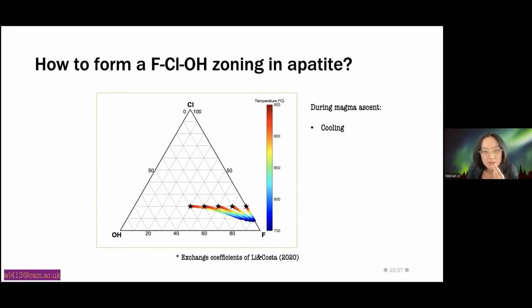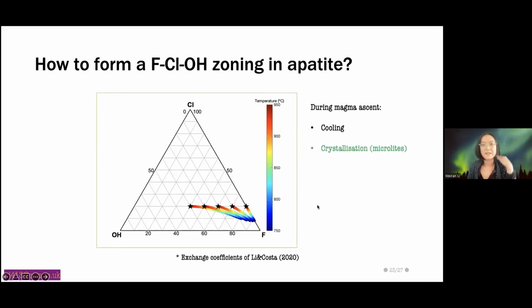how the zoning was caused in apatite, why there's zoning, why that's related to magma degassing. So here's just a simple kind of modeling to show why this happened. If I drew 5 fictive compositions of apatite at a given composition in the ternary diagram, and I consider cooling during the magma ascent, going from 950 degrees to 750 degrees, I will have the apatite composition go along these trajectories.